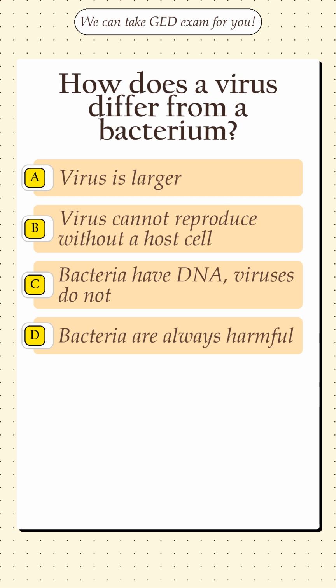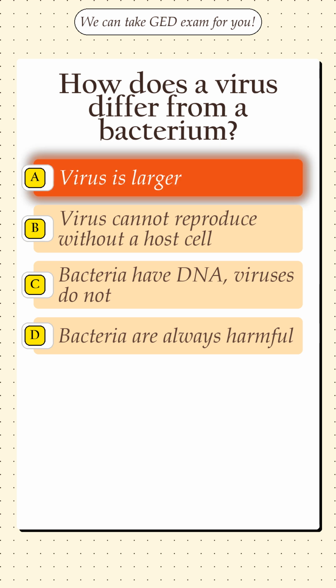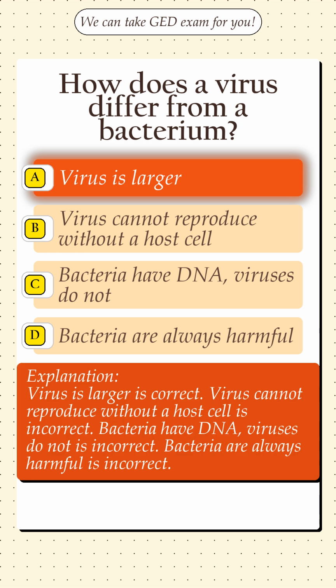Question 18. How does a virus differ from a bacterium? Option A, virus is larger. Option B, virus cannot reproduce without a host cell. Option C, bacteria have DNA, viruses do not. Option D, bacteria are always harmful. The correct answer is option A, virus is larger. Virus is larger is correct. Virus cannot reproduce without a host cell is incorrect. Bacteria have DNA, viruses do not is incorrect. Bacteria are always harmful is incorrect.